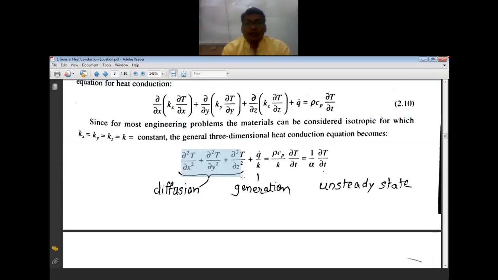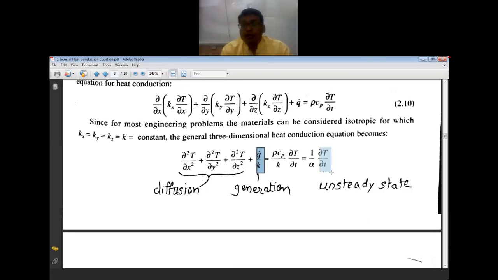Now these three terms are called the diffusion term: delta square T upon delta x square plus delta square T upon delta y square plus delta square T upon delta z square. This is the general diffusion term. Q upon K is the heat generation. Q dash is the heat generation.